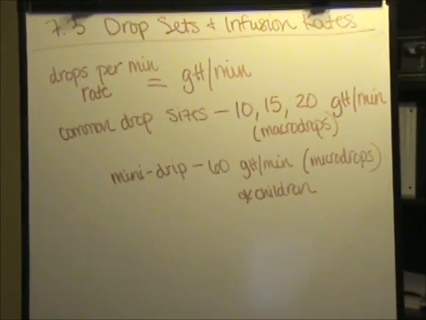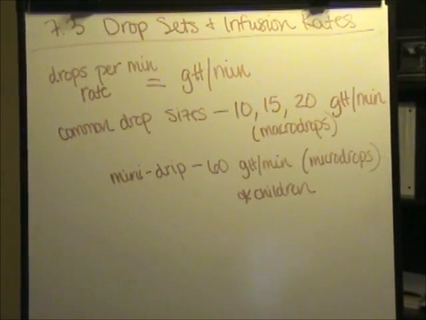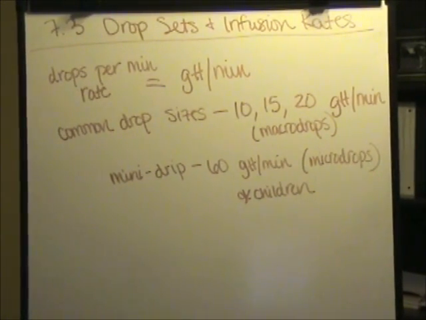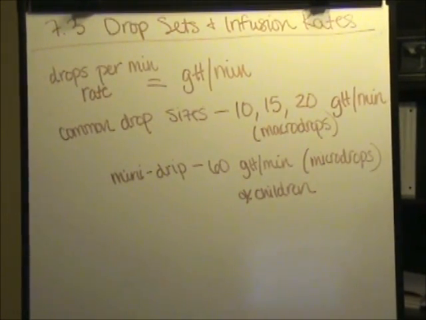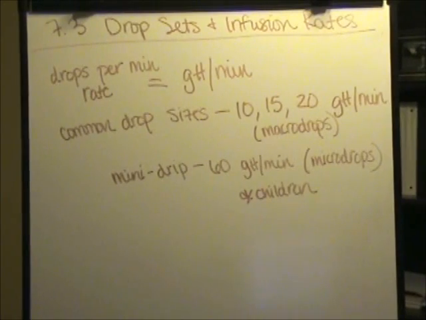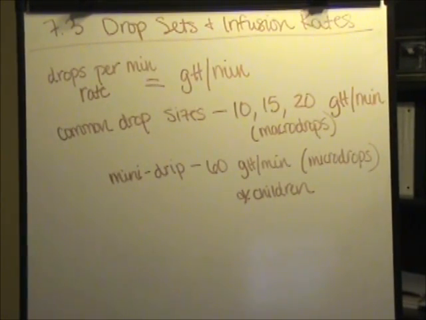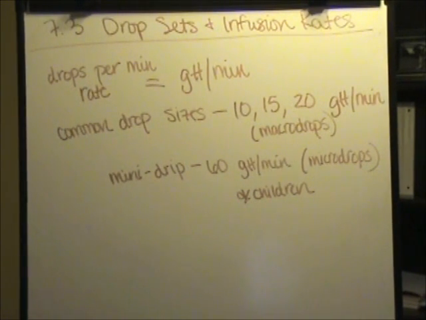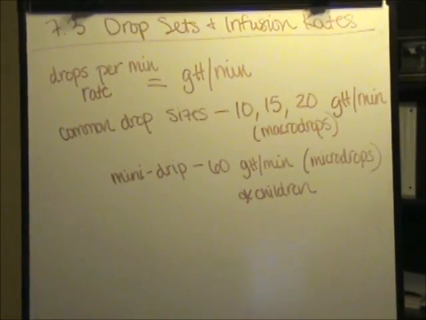It's also important when we are calculating drop sets and infusion rates to round down if you have a partial drop per minute calculated. If you don't have a full one, instead of rounding up, even if it's a higher point like 20.8, you're still going to round down to 20. Okay, so let's take a look at example 7.3.1 on page 189, and let's go ahead and do one of these problems together.